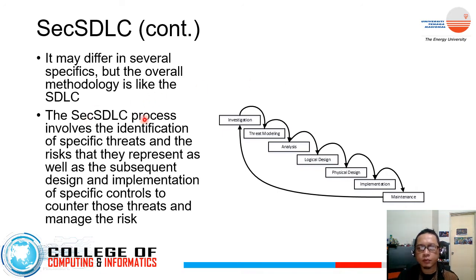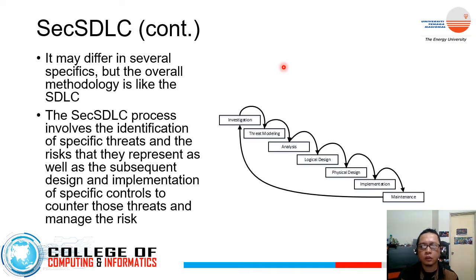So the SEC-SDLC process involves, first of all, the identification of the threats and also the risks that may come to your asset. Remember, ISA is both a proactive and a reactive process. So you need to first of all identify the threat and the risk before it actually comes to your asset. So you must anticipate what will come to your asset, what are the possible threats that could actually harm your asset, and then what risks could come from the threats that actually harm the asset that you are trying to protect.